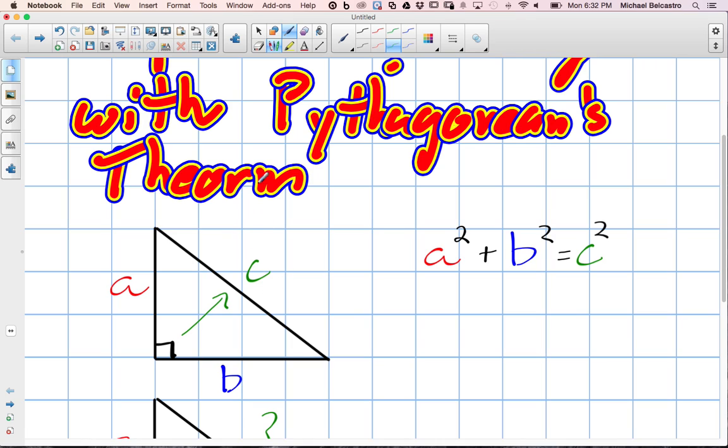in this formula. Okay, and the relationship is, it says that if you square A, and you add it to the square of B, it would be equal to the hypotenuse, or the C squared.